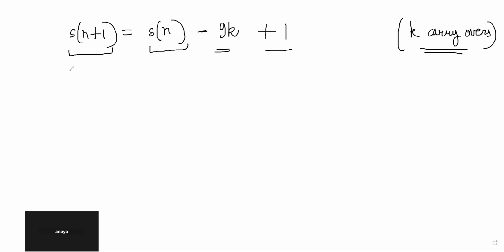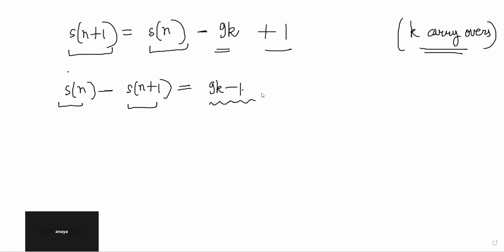Correct? Right. Then only we can satisfy the problem. So basically, we can say that Sn minus S of n+1 is equal to 9k minus 1, right? Yeah. Okay. Right. So now we want to make this and this both divisible by 5. So this must be divisible by 5 then, right?